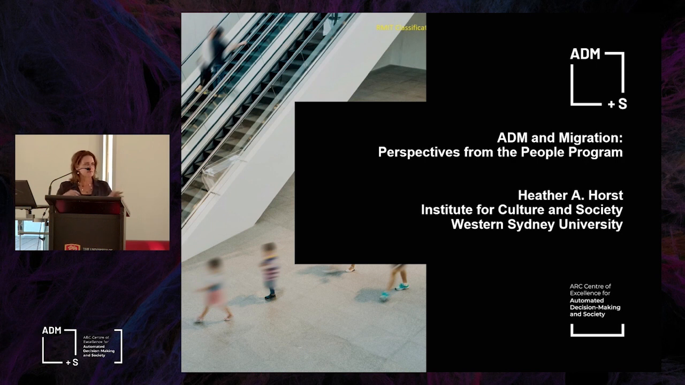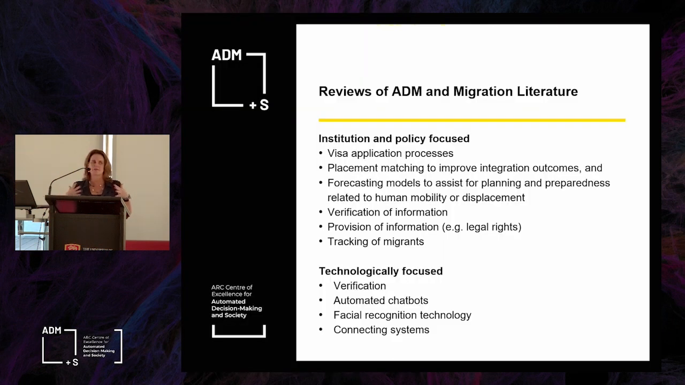So migration has been part and parcel of what I've done, and I'm trying to use that experience to ask questions about how we might think about ADM and migration. One of the roles I have in this center is being the co-lead of the people program. What I want to ask today is how are people actually making and experiencing automated decision processes, and how are differently positioned people, migrants, refugees, and asylum seekers, not the same categories of people at all, not the same experiences, differentially experiencing these processes? That's the core question I want to throw out today.